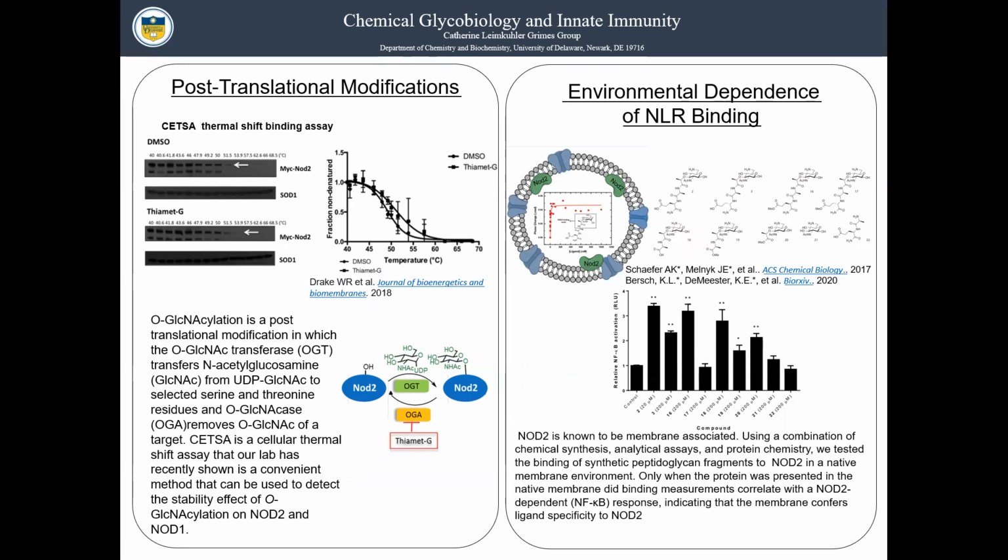In addition to studying protein partner interactions, we are interested in studying how these proteins may be modified with different carbohydrates. O-GlcNAcylation is a post-translational modification in which O-GlcNAc transferase, or OGT, transfers N-acetylglucosamine, or GlcNAc, from the UDP-GlcNAc to selected serine and threonine residues, and O-GlcNAcase, or OGA, removes O-GlcNAc from the target. CETSA is a cellular thermal shift assay that our lab has recently shown is a convenient method that can be used to detect the stability effect of O-GlcNAcylation on NOD2 and NOD1.